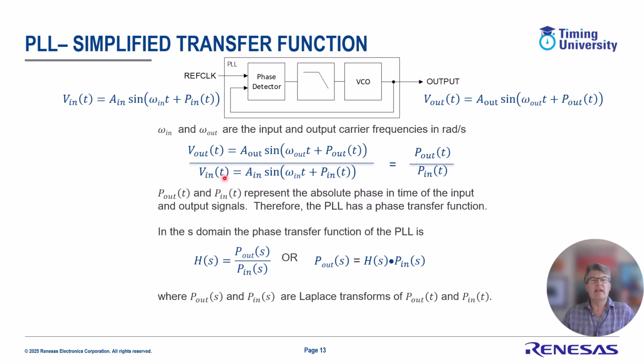If we were to take V out over V in, we would simplify all this down, and assuming the amplitudes are the same and the frequencies are the same, we will end up with a phase difference of phase out in time over phase in time. And this is a phase transfer function. If we go to the S domain, we can write that as H of S is phase out of S over phase in of S. We can rearrange this and end up with this form of the function. And basically, as long as we know any two of these three, we can calculate the third.